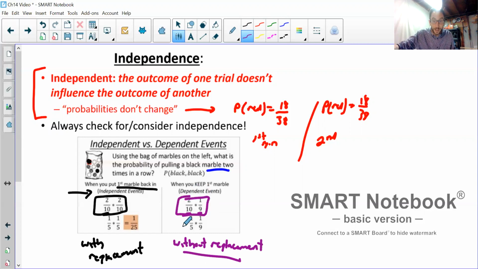What happened the first time affects what's going to happen the second time. What I took out of the bag first changes the probability of what I'm going to take out second. So when we're working without replacement, we don't have independent events. And that's generally true: if you're doing anything without replacement, the probabilities are not independent, because the denominator, at least, is always changing.